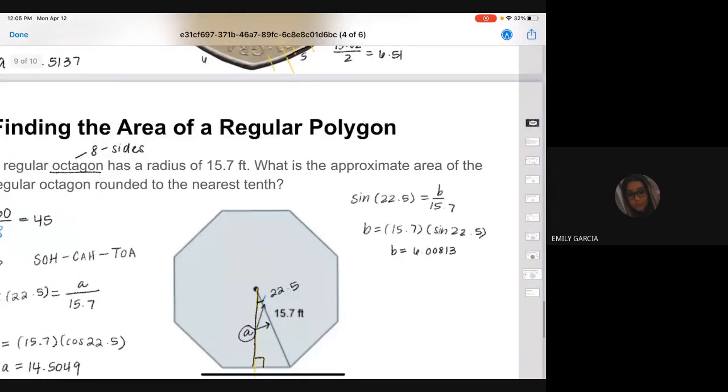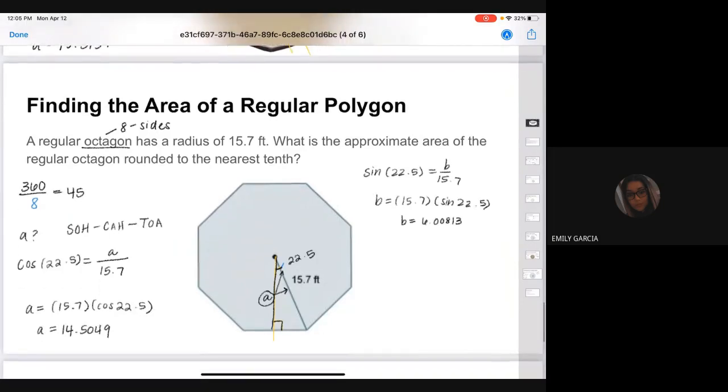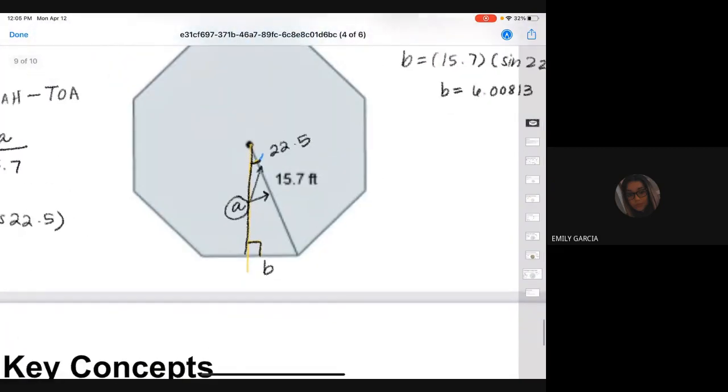Okay, so now I have my A and I have my B. So basically I'm finding the lengths of my missing sides. So this would be my B. What my B tells me is the length of this side. And so that perpendicular bisector broke up my side lengths into two congruent halves, so I can multiply by 2 to solve for the length of my side.